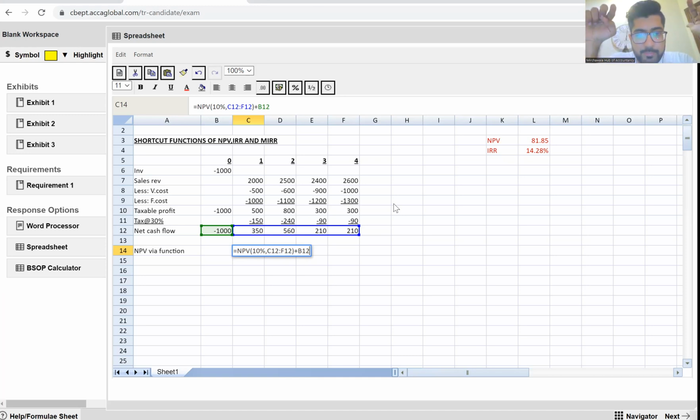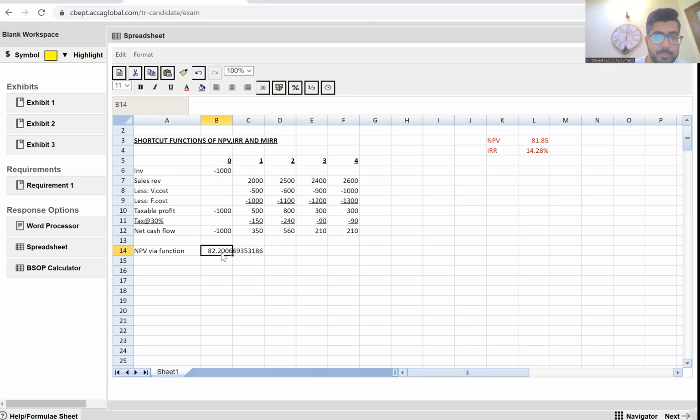Okay, what I'm doing, equals to NPV, bracket open, cost of capital percentage, the discount rate 10%, comma, net cash flow cells of year 1 till year 4, so C12 till F12, bracket close, plus net cash flow of year 0, B12, enter. See, what is the NPV? 82.26. So again, don't be unprofessional. Such a long answer in decimals is not liked by the examiner. To stop percentage to 2 decimal places, I press the percentage tab above. To stop numbers at 2 decimal places, press the numbers tab. Okay, 2 decimal places, 82.2.